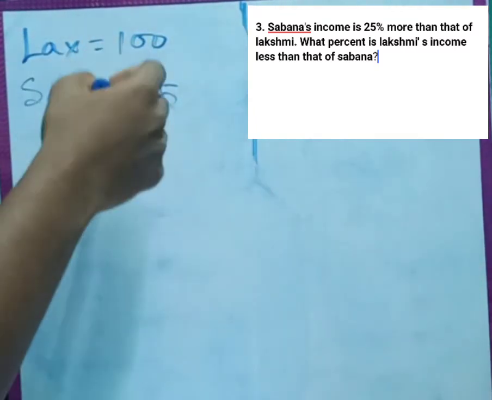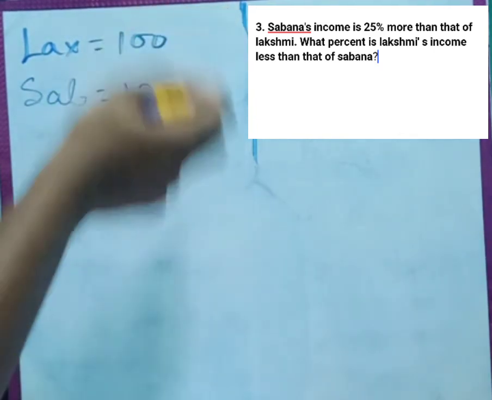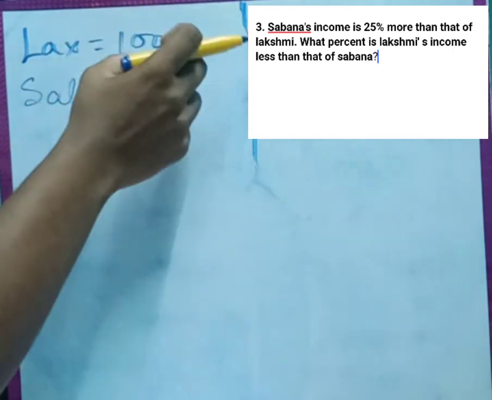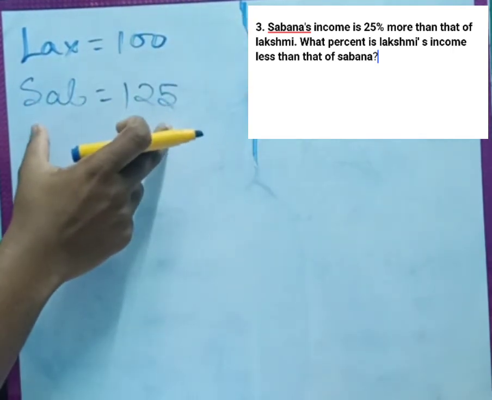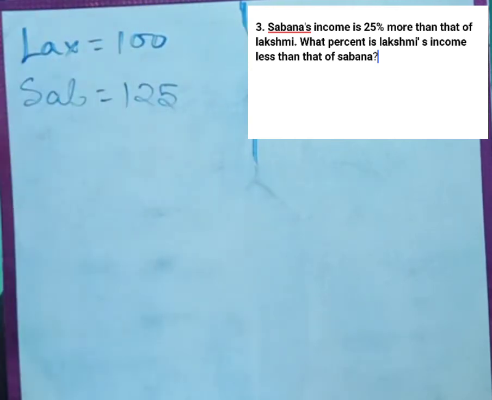Because she is earning 25% more than Lakshmi, not less than Lakshmi, right? More than Lakshmi, obviously you have to add 25% to Lakshmi's salary so that you can get the salary of Shabana, right? So Shabana is earning 125 rupees and Lakshmi is earning 100 rupees. So now we have to find what percent Lakshmi's income is less than that of Shabana.